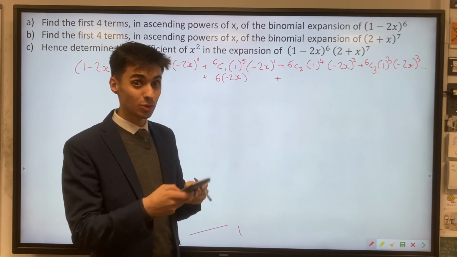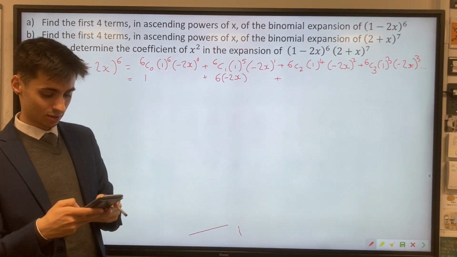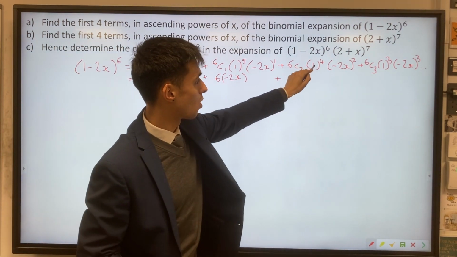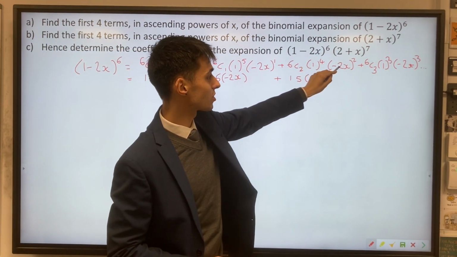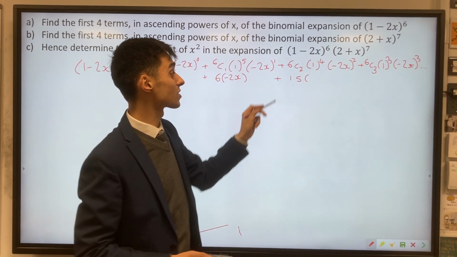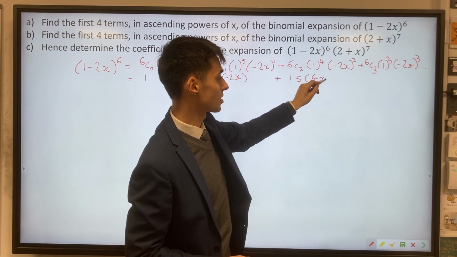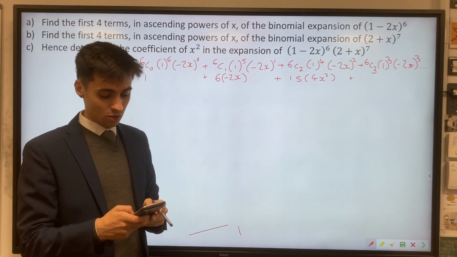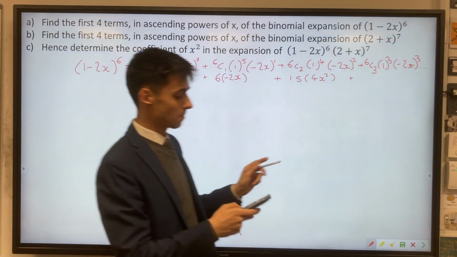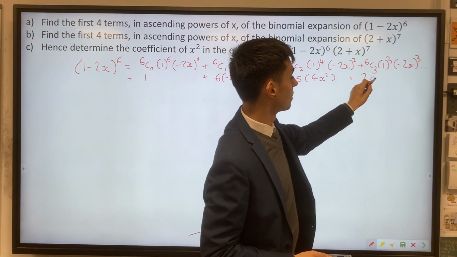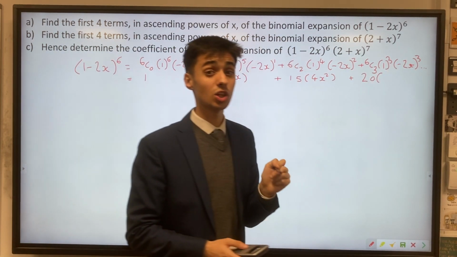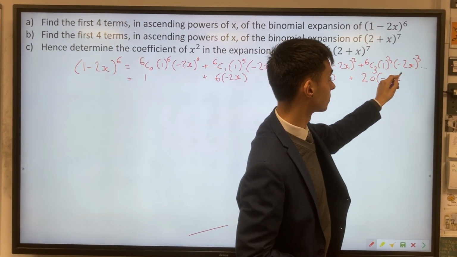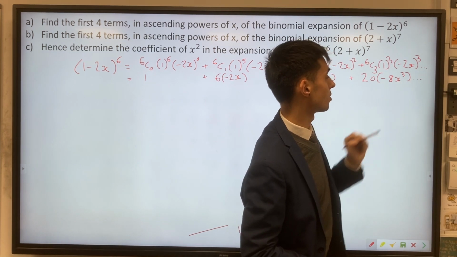6 choose 2, I will do on the calculator. So 6 choose 2 equals 15. 1 we will just ignore. And minus 2x squared will give us 4x squared, positive 4x squared. Next we've got 6 choose 3, which is 20. And our minus 2x cubed will give us minus 8x cubed. I'm still going to put dot, dot, dot.